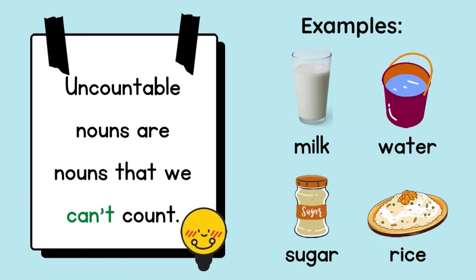We cannot count liquids such as milk or water. We can only count the container, such as one glass of milk. We count the glass, not the milk. How about the pictures below? Can you count sugar or rice? No, we cannot count because there are too many. So, for these nouns, we say they are uncountable nouns.